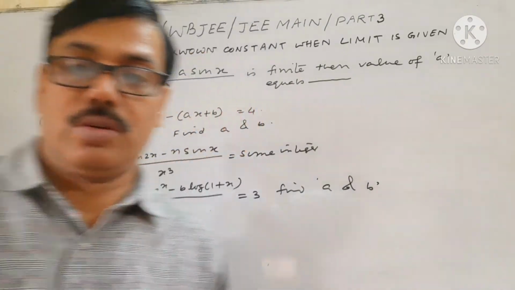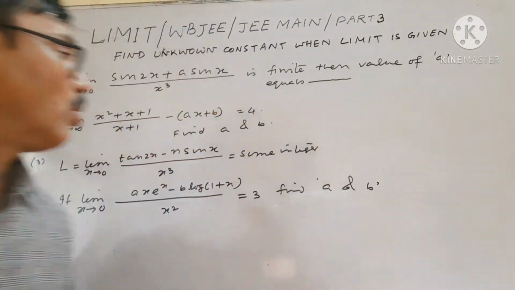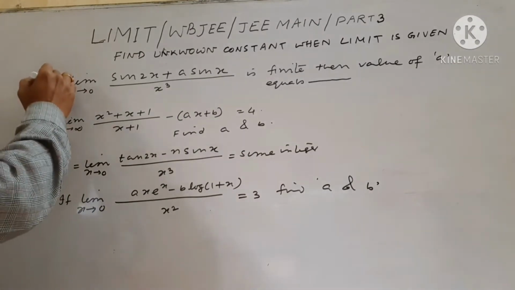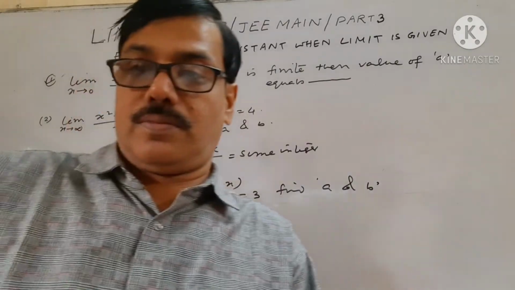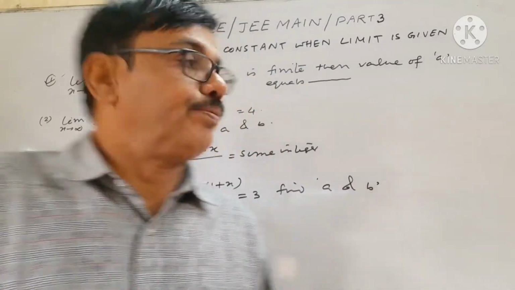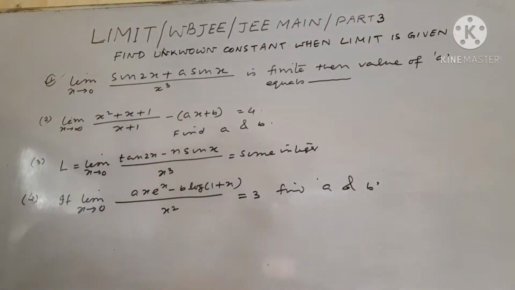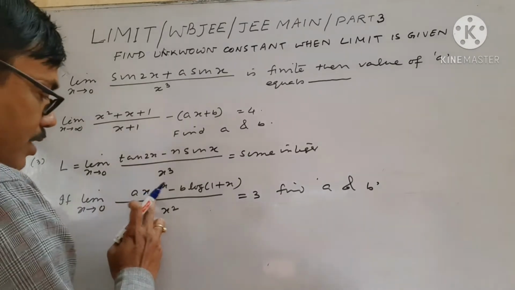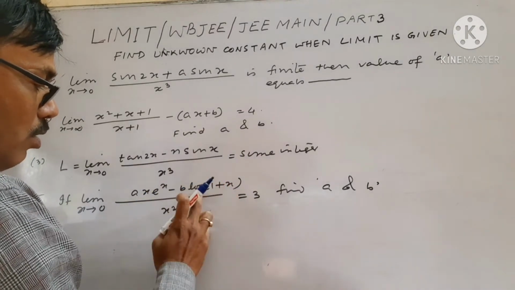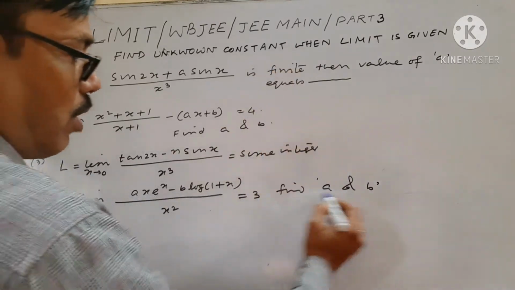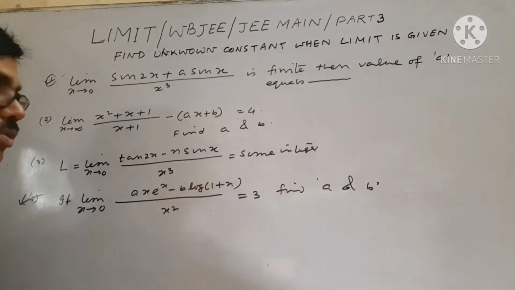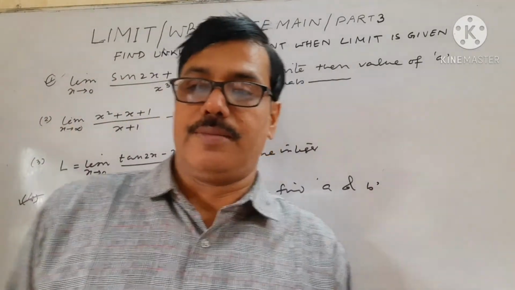Now, we consider some problems. Problem number 4. Limit as x tends to 0 of (a x e to the power x minus b log of 1 plus x) by x square equals 3. So the value is finite. Find the unknown constants. The unknown constants are a and b.